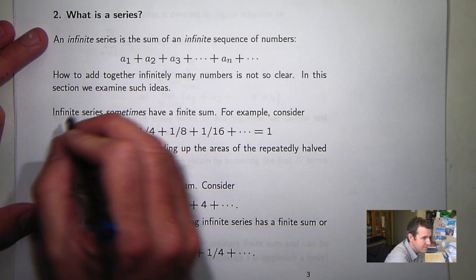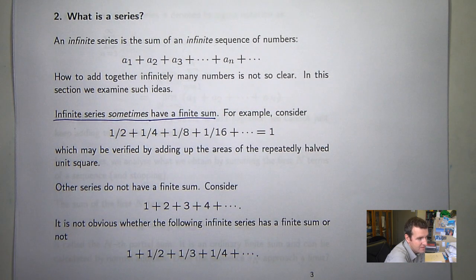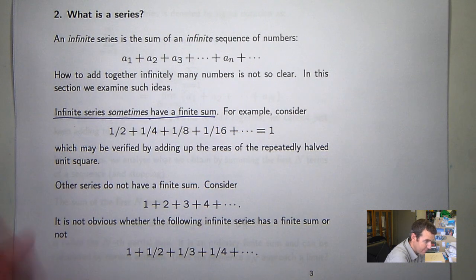Now sometimes infinite series have a finite sum. So for example, think of the following sum: a half plus a quarter plus an eighth plus a 16th. And I claim if you keep on going, that'll all add up to 1.